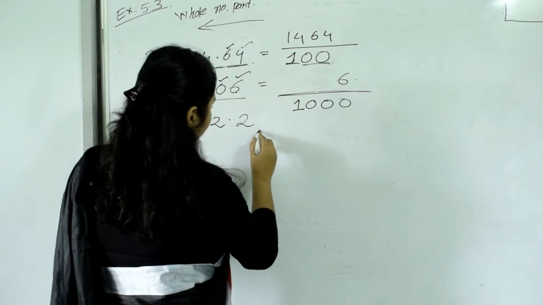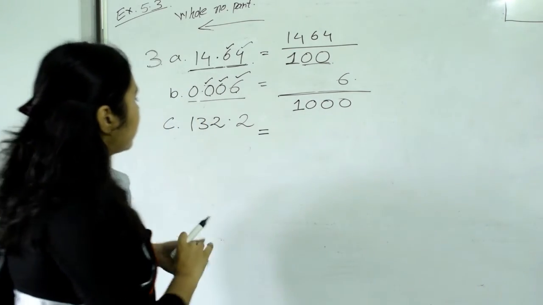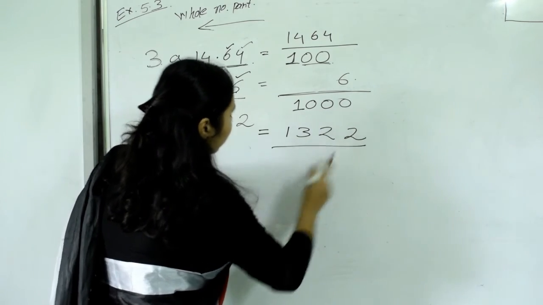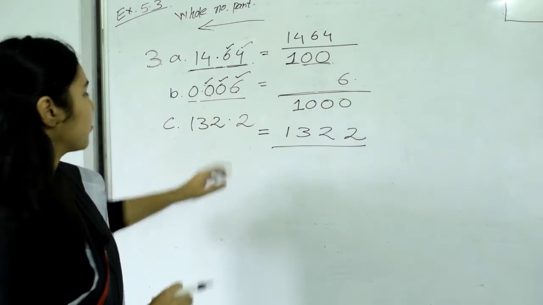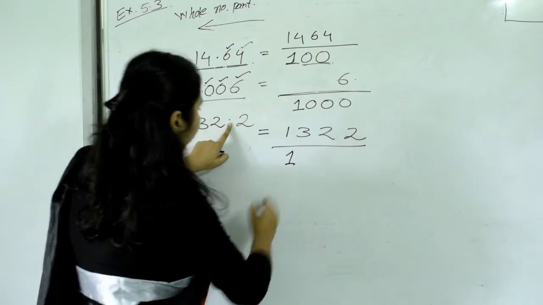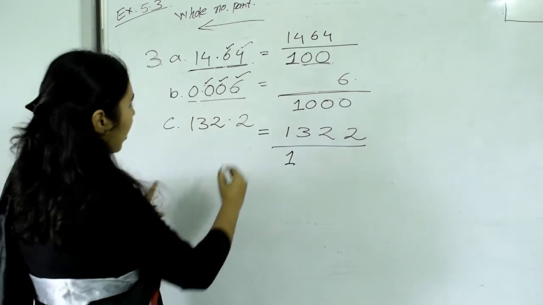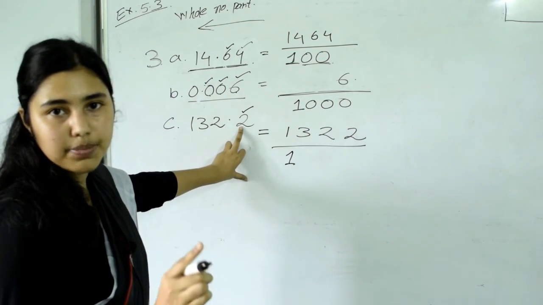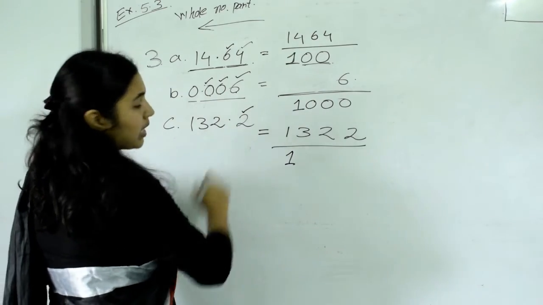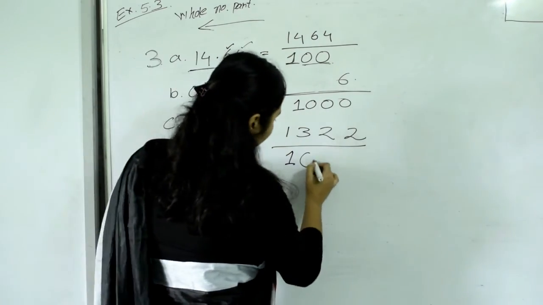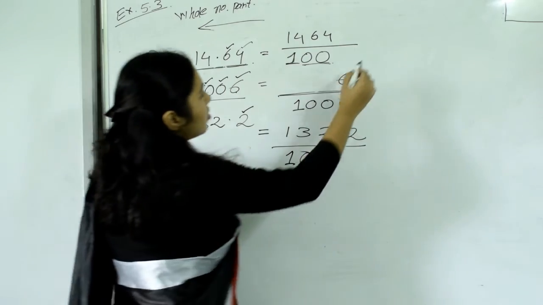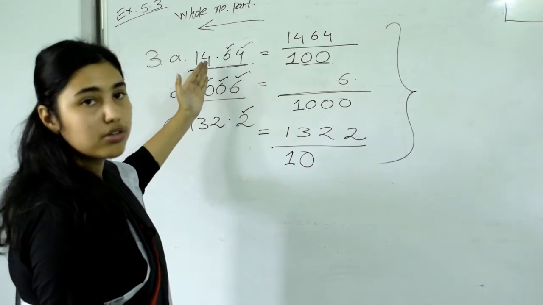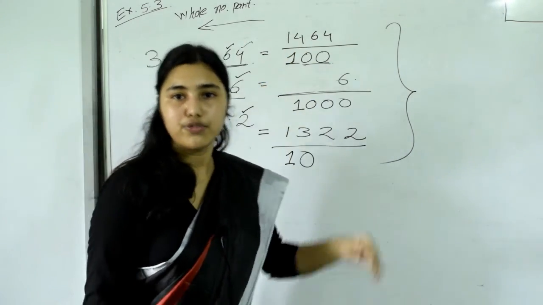Okay, and next number, again write the whole number without this decimal point. Then take 1 for this decimal point and count the decimal places. Here we have only 1 decimal place, right? Only the 10th place. So take 1 zero. So this is the process of converting a decimal value into a fractional value.